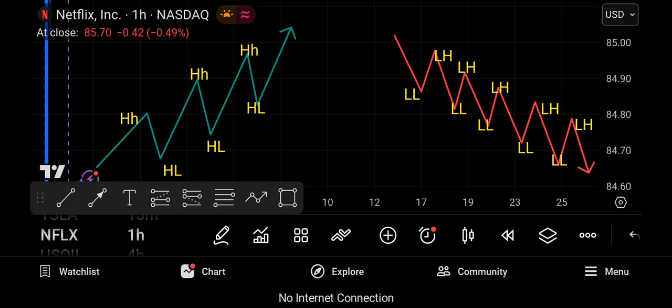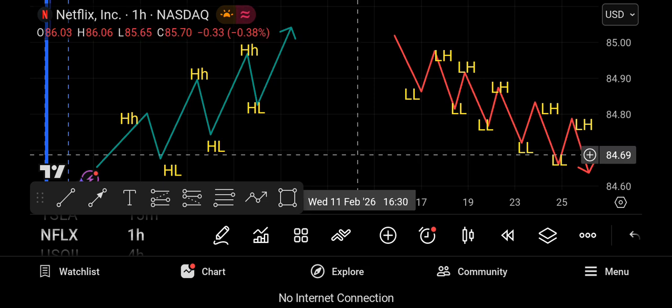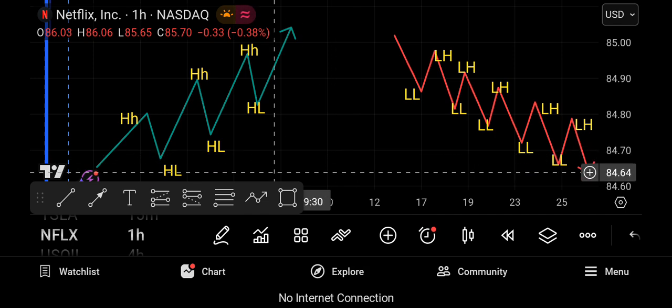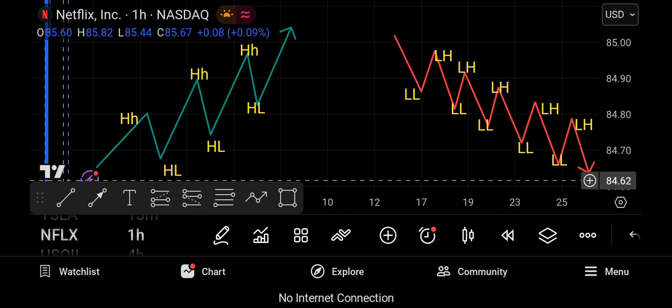Now let's start by explaining the market structure in an uptrend. Then slowly we are going to narrow down on market structure in a downtrend. First of all, if you open your chart and you start seeing the market moving up, down, up, down, up, down, in this kind of structure, that means what?